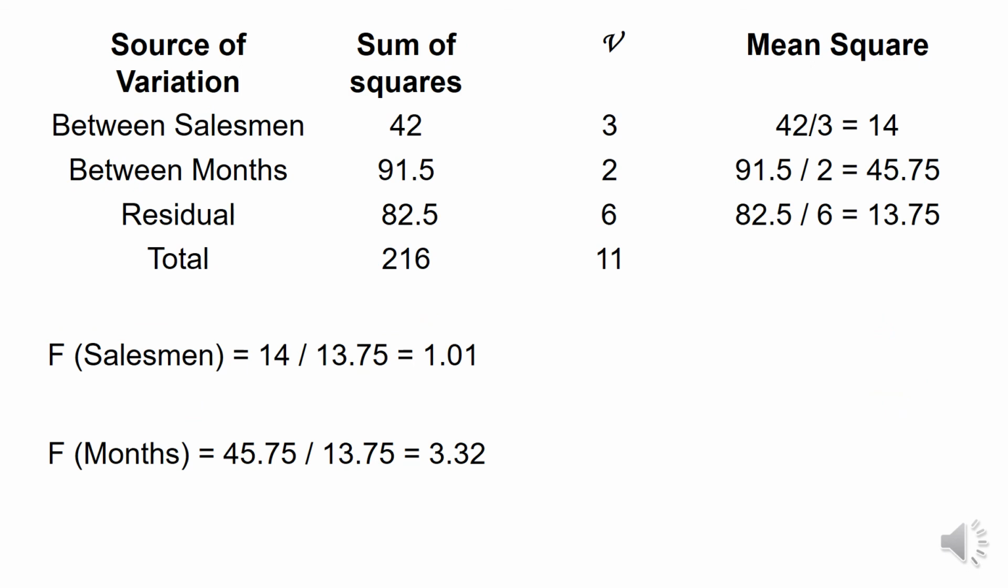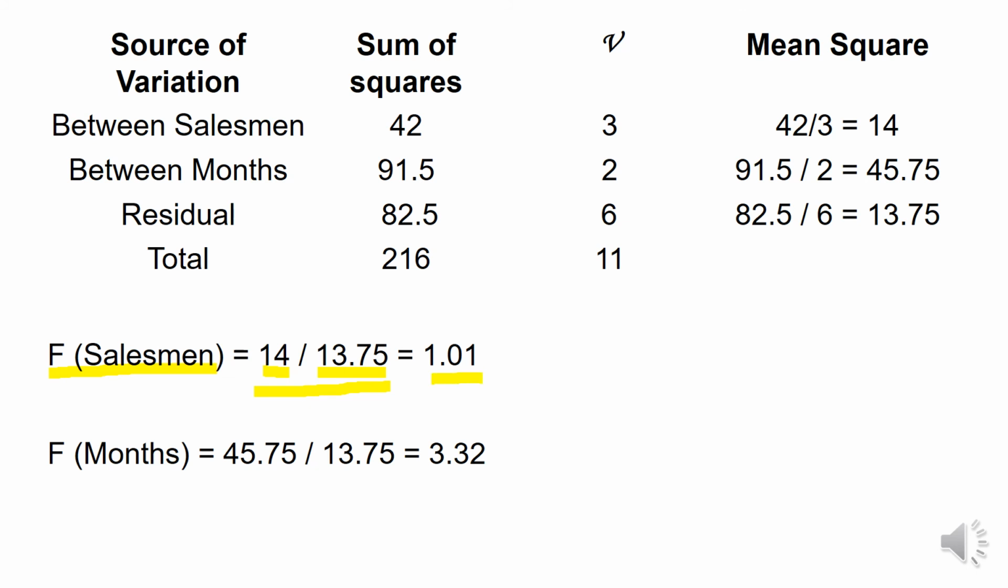Now on the basis of this, we'll calculate the F values. The F value for the first part, that is the F value for salesmen, will be calculated by dividing the mean square value between salesmen by the mean square value for residuals. So it means 14 divided by 13.75 is equivalent to 1.01.